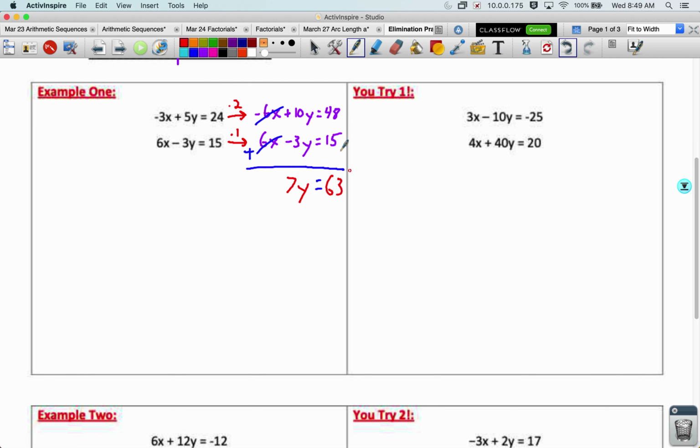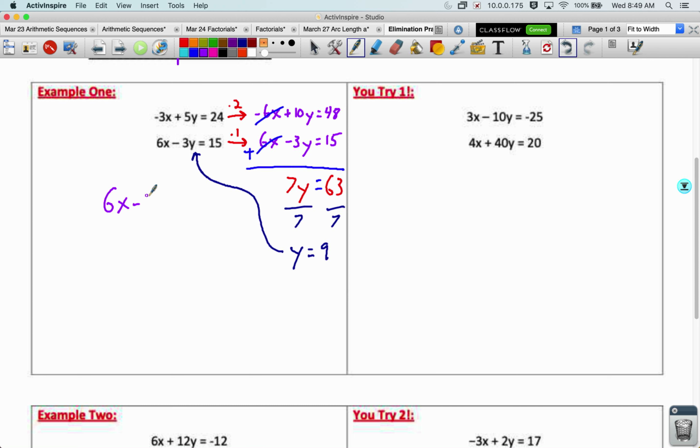Now I'm going to finish solving for y here. Now that y is the only variable remaining in the problem, it can be isolated. So divide both sides by 7, we get y equals 9. This is only part of our answer. This has to get plugged in somewhere. I'll plug it in right there for that y.